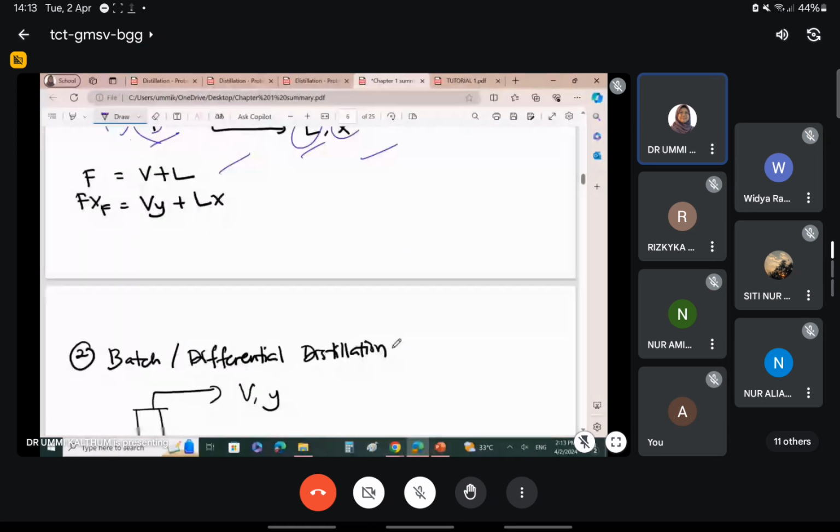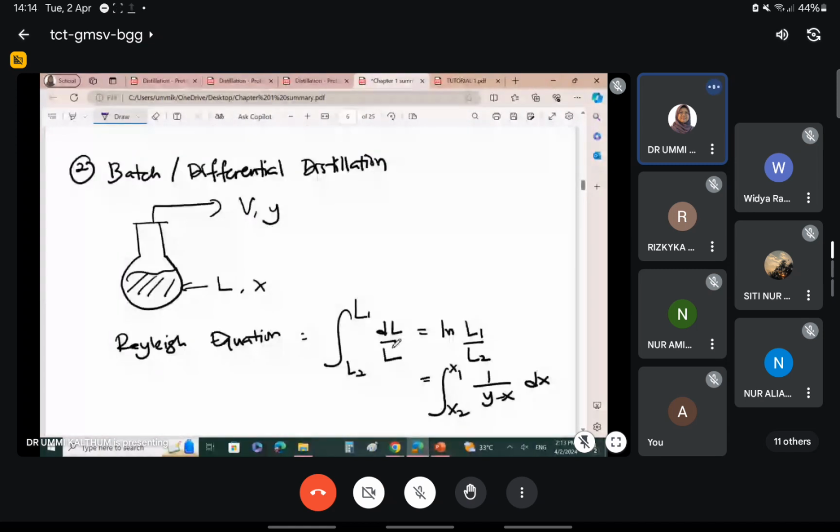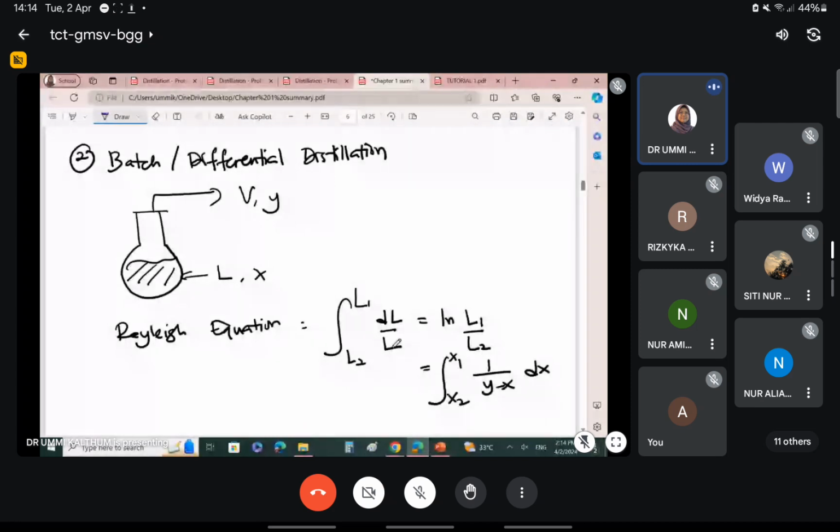And the other one is a batch. Simple batch or differential distillation. So we have a still here. The still is like a round-bottomed flask, not exactly a flask, the round one at the bottom. So the still has liquid in it, and we heat it.